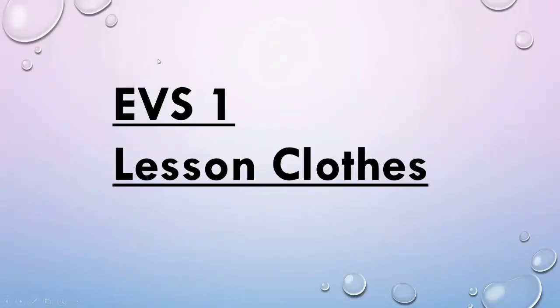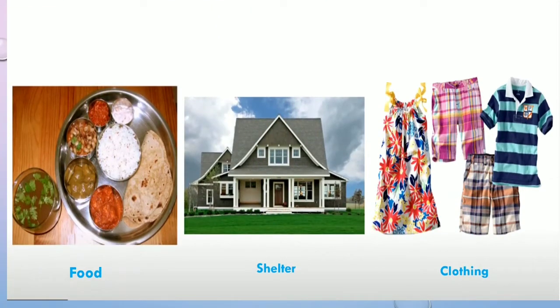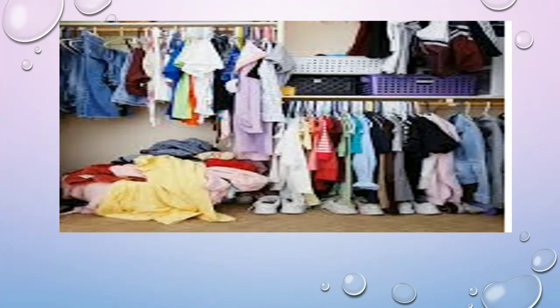Children, we will do a new lesson in EVS. EVS 1, Lesson Clothes. Children, what are the three things we need to survive on Earth? Yes, food, shelter, and clothing. Why do we need clothes? Because clothes are our basic need.